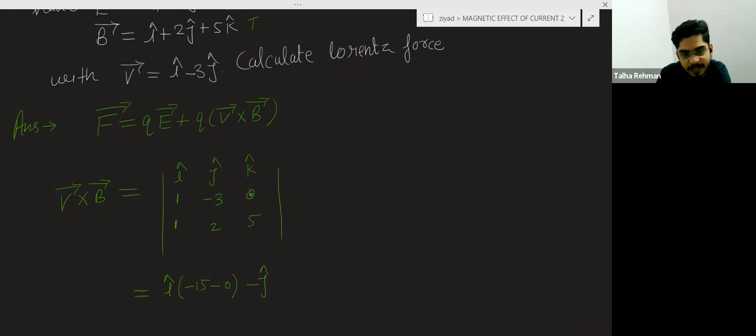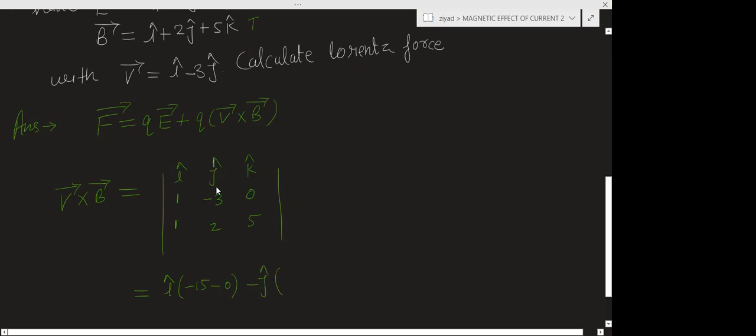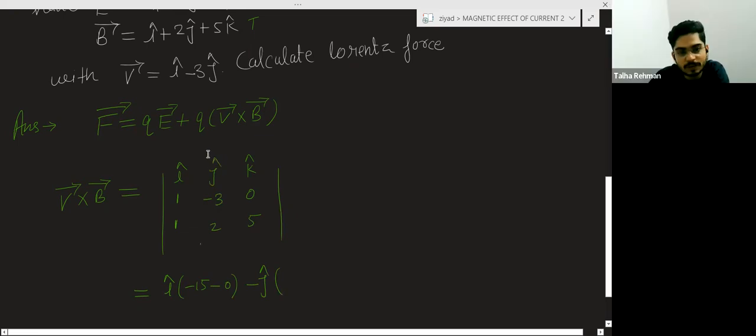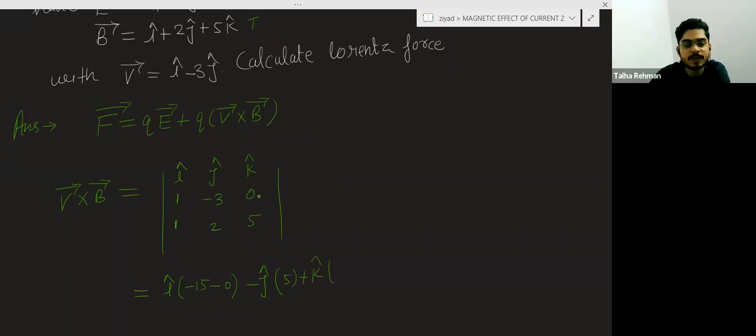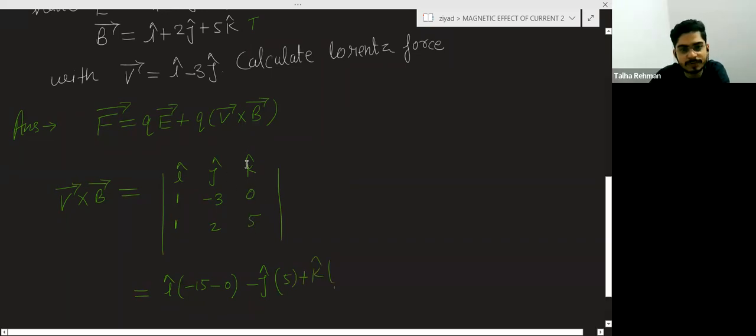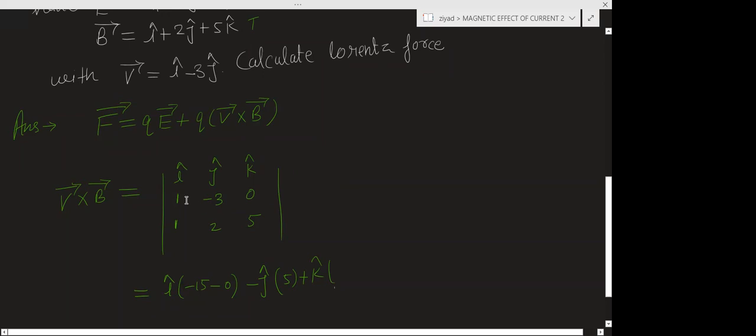Here I will write minus j cap. For j cap, I will hide this row and this column. So this will become 5 and this will become 0. So I can write here only 5. Then I have this k cap. For k cap, I will hide this column and this row, and we will have minus 2.